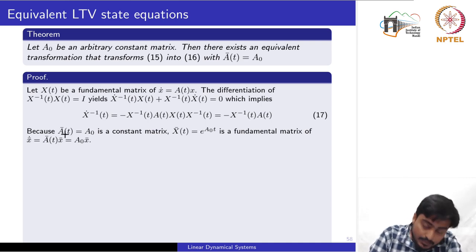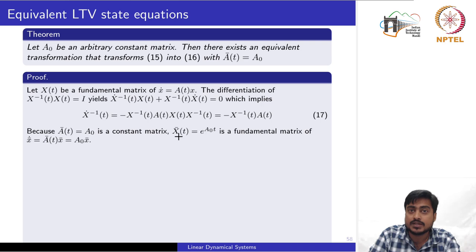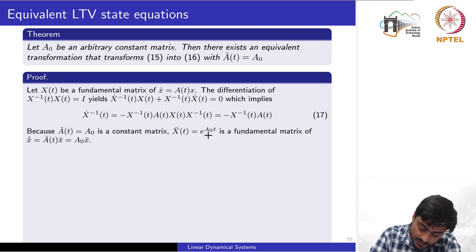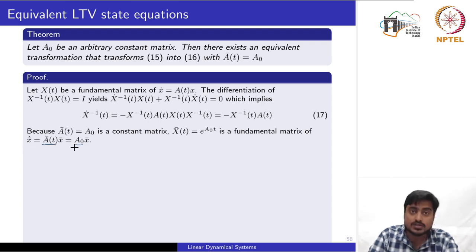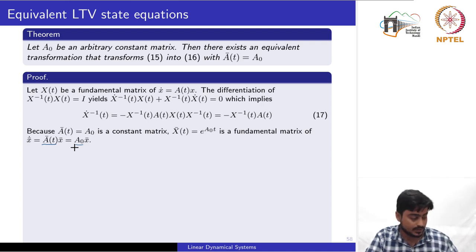Since A bar is equal to A naught, which is a constant matrix, because it's no longer a time dependent matrix, the fundamental matrix would be a matrix exponential. Right? This is what we also saw when we first computed the solution for the LTV system, and then we tailored it for the LTI system. So the fundamental matrix of the transformed system is basically given by the matrix exponential e to the power A naught t, and the idea here is to replace this A bar t by a constant matrix A naught. Okay.